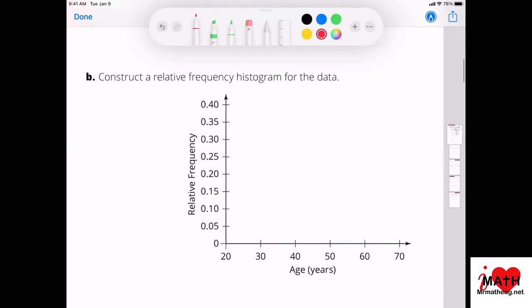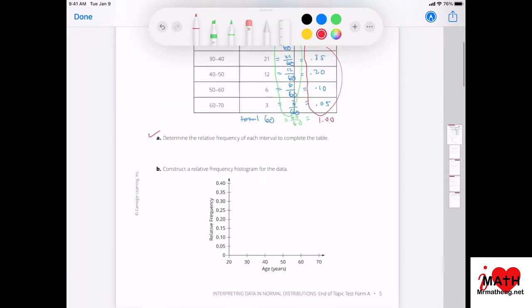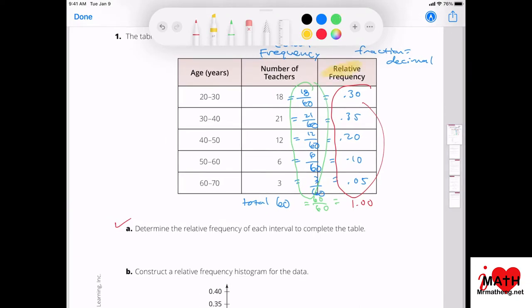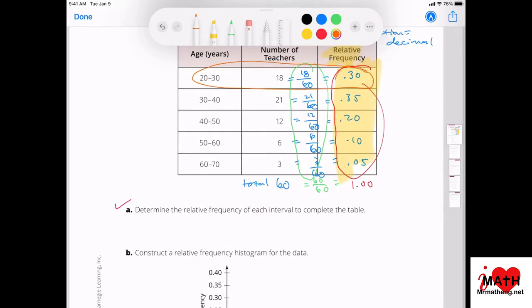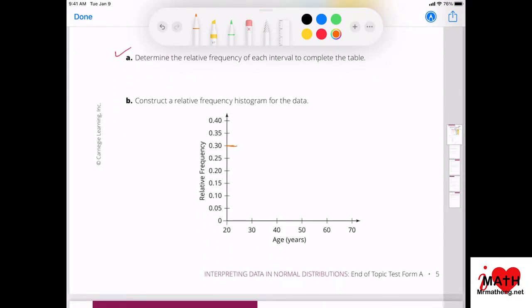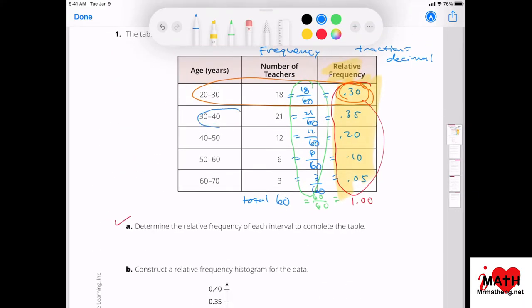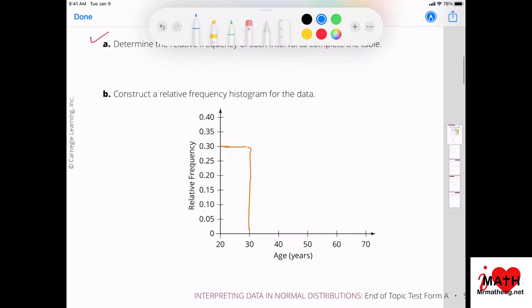1B, go ahead and construct a relative frequency histogram for the data. So basically, I'm just taking this row right here, and we're going to graph it. Okay, so let me see if I can help you by color coding these. Okay, so for those that are 20 to 30, then I have 0.30. So I go to 0.30 here, and there is my histogram. Okay, those who are 30 to 40 is this row, and there is 0.35. So I'm going to start at 0.35. You can use these dotted lines if you want to. So that is between 30 and 40.